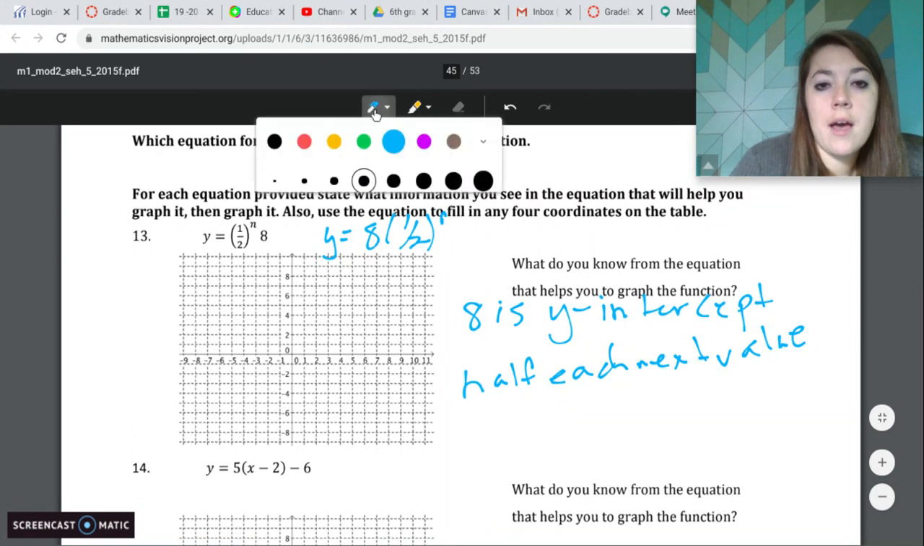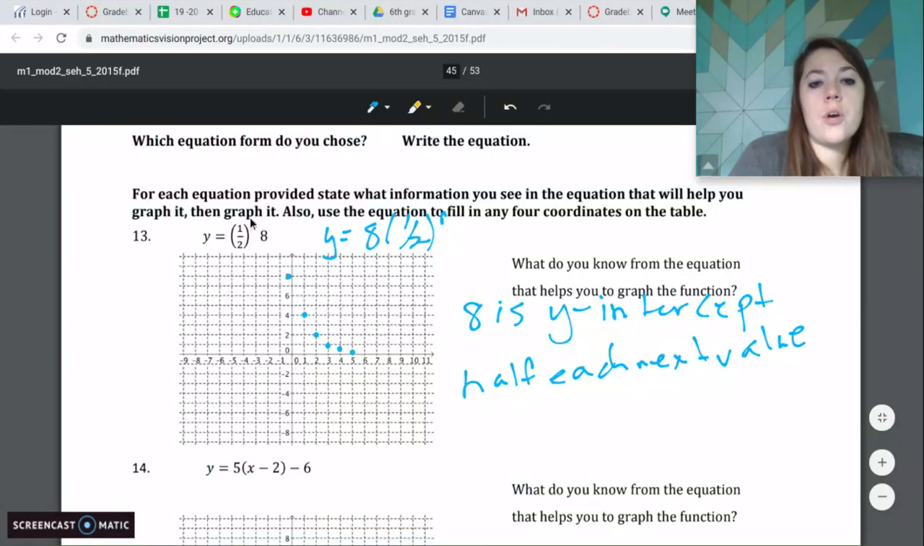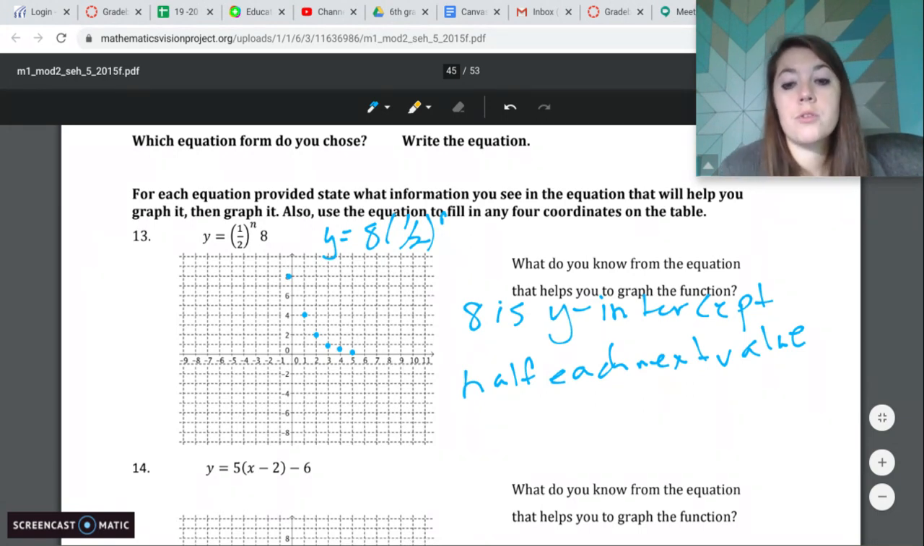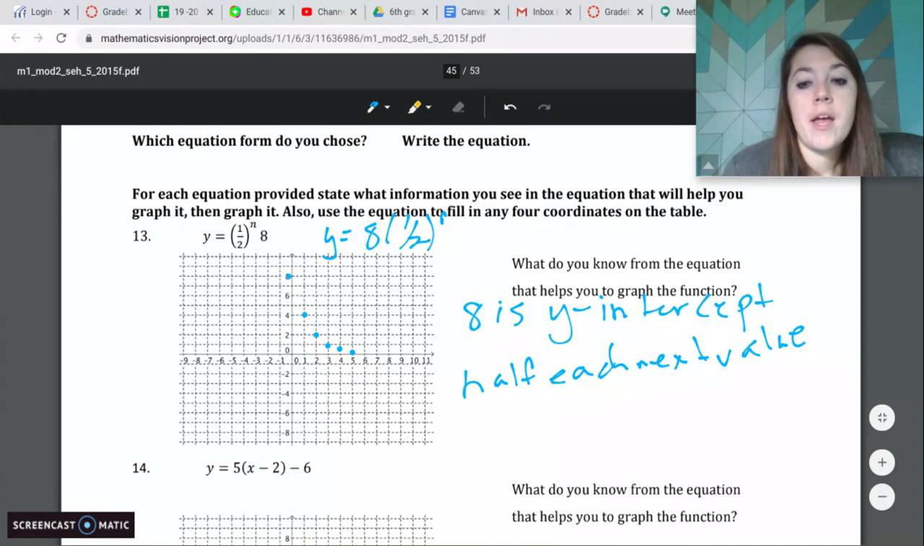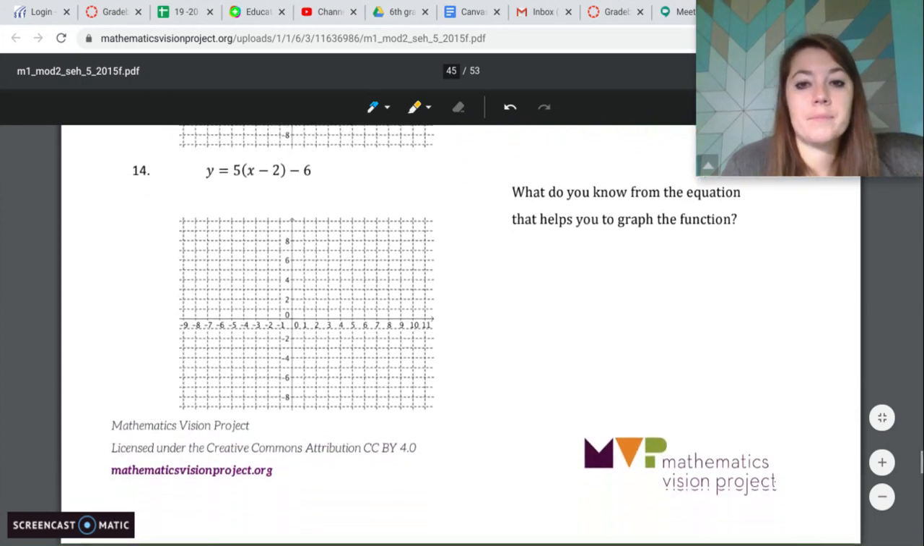So to graph this out, we're going to start with 8. Half of 8 is 4. Half of 4 is 2. Half of 2 is 1. Half of 1 is a half. Half of a half is a quarter. So we are getting closer and closer and closer to the x-axis. We will never actually cross it. We'll get infinitely close but never cross. So you guys can fill in that curve with a nice curved line there to show your graph. You'll do the same thing for 14, but 14 is a linear equation, so be careful with that one.